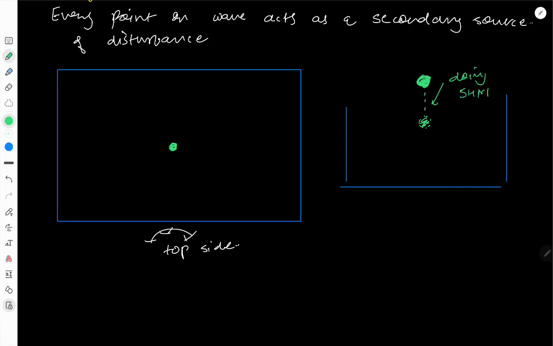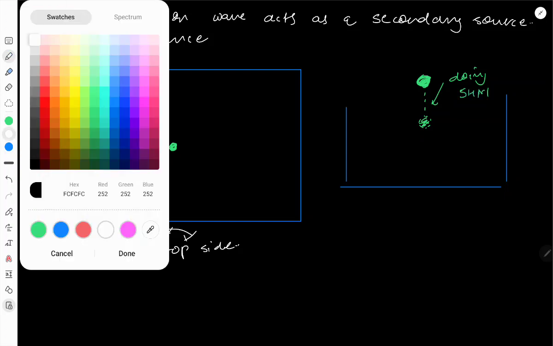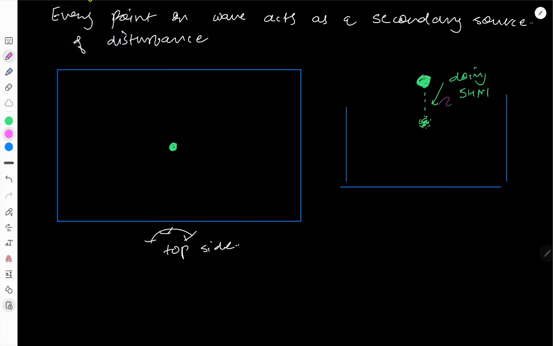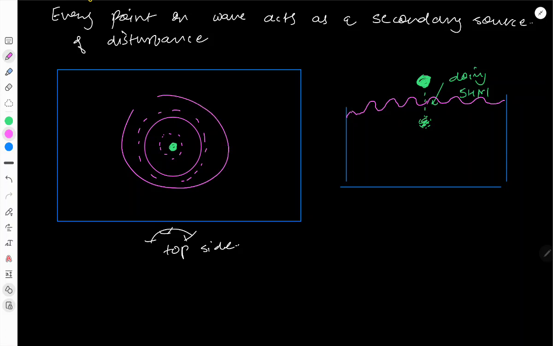So what will it do? It will propagate a wave, a disturbance. So if we see from this side, the wave would look something like this. And I'll continue the wave over this side. But if we watch it from the top side, it is like this. So this is a crest, and then there is this trough. We are assuming it as a trough. Again a crest, again a trough.